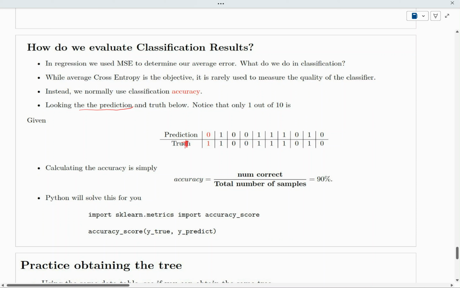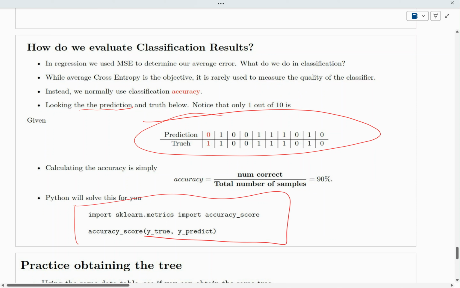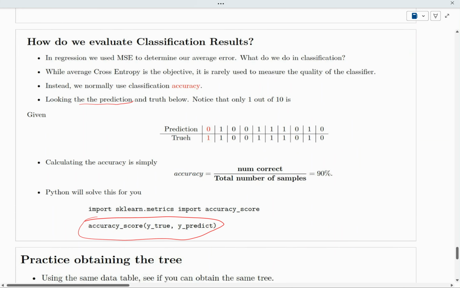In this particular case, there's only 1 out of 10 that's wrong. So one entry is wrong, and you will say that accuracy is 90%. You just take the number of correct divided by the total number. So this accuracy of prediction is what we normally use for classification results. Calculating accuracy with sklearn is really easy. It's just accuracy score, and that's it. So you can identify the accuracy number really quickly.